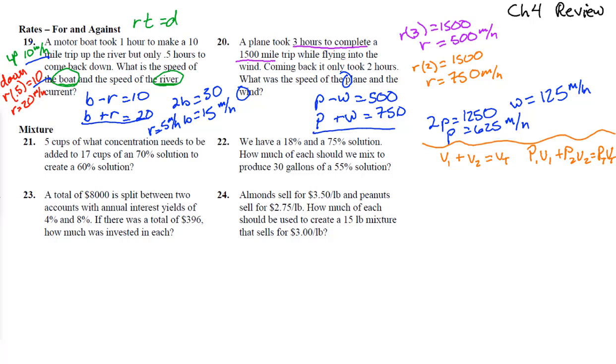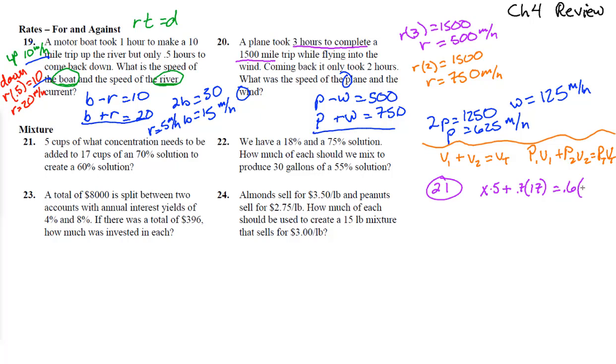So number 21. That gives us, let's write it over here. Number 21 is 5 cups of what concentration? So if we put everything in that we know, V1 and V2 are 5 and 17. So we know the volume total is 22. So we have the thing we don't know, the percent of the first times 5, plus 70% times 17 has to equal 60% of 5 plus 17.